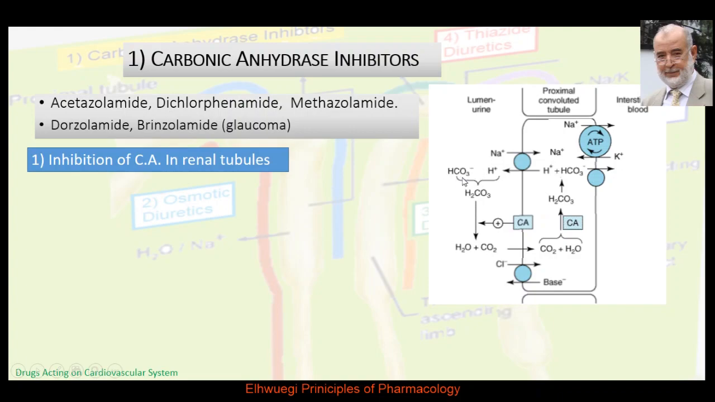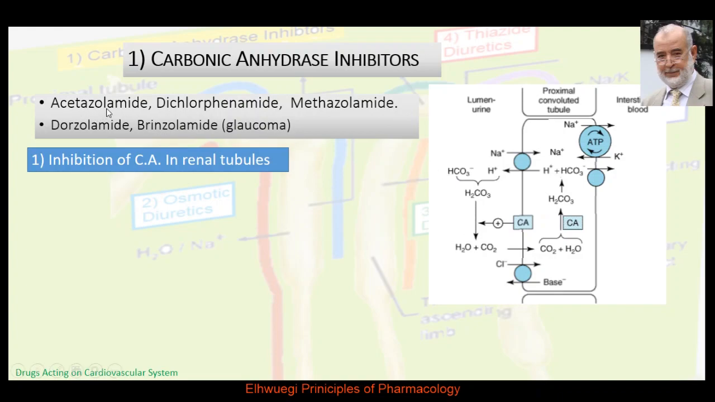So this is one. Also, they will prevent reabsorption of sodium. Why? Because sodium, as you know, depends on the presence of proton. If there is no proton as a product of carbonic anhydrase ionization, that means there is no reabsorption of sodium. So carbonic anhydrase inhibitors will prevent reabsorption of sodium, chloride, and bicarbonate. This will result in certain physiological action.